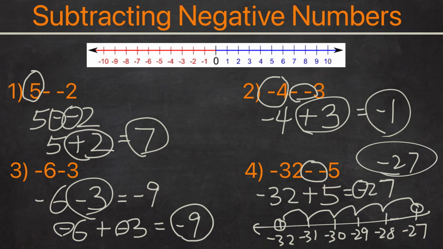So these are 4 examples of how you would subtract negative numbers. We also have a video that compares negative integers, which can be helpful to you. And you can view this video at the end of this clip.